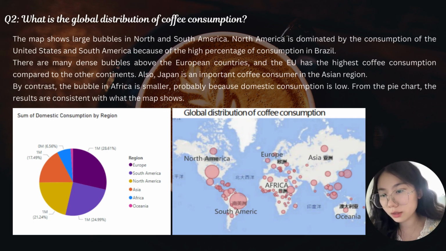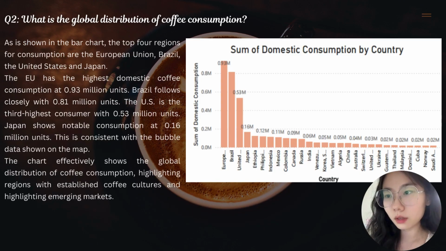From the pie chart, the results are consistent with what the map shows. Following the initial review, let's delve deeper into specific consumption statistics as shown in the bar chart. The European Union leads domestic coffee consumption with 0.93 million units, but Brazil ranks second with 0.81 million units, showing its role not just as a top producer, but also a significant consumer.